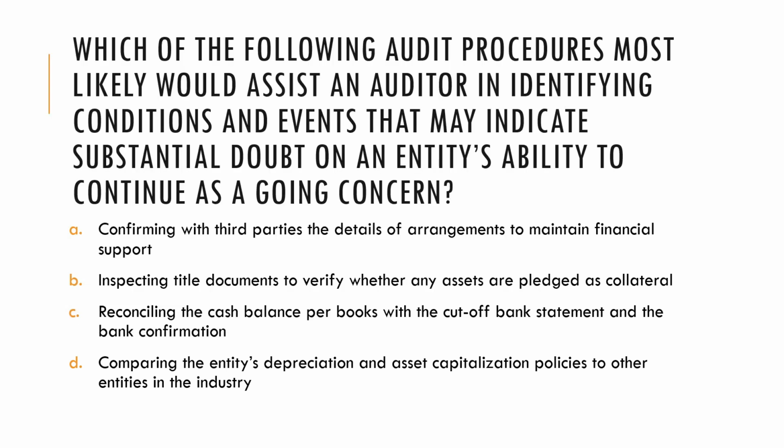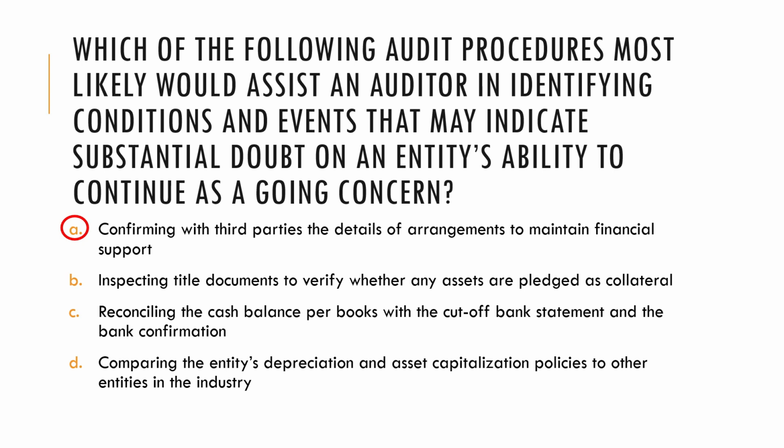And to this, we actually remember that pledging assets as collateral does not necessarily mean that the business is going down the drain. Sometimes businesses do this when they wish to get additional funding, such as, for example, in the case of expansion. Letter C, reconciling the cash balance per books with the cut-off bank statement and the bank reconciliation, which is a normal procedure. Or letter D, comparing the entity's depreciation and asset capitalization policies to other entities in the industry. And again, this does not necessarily show a problem regarding going concern. So therefore, the best answer to this one will be letter A.